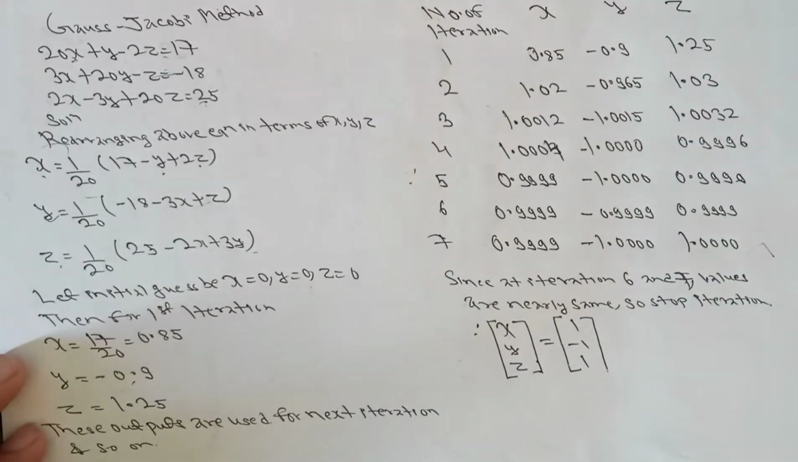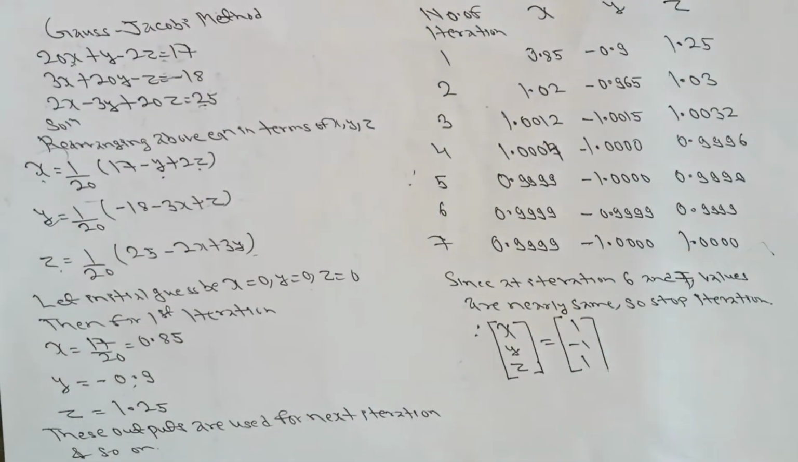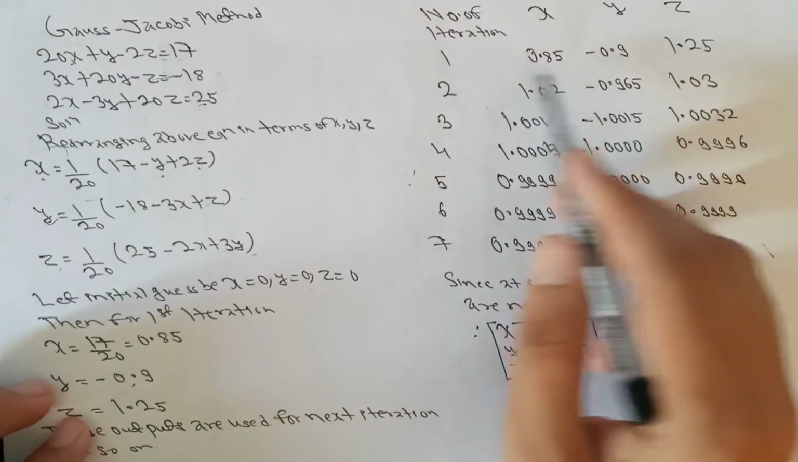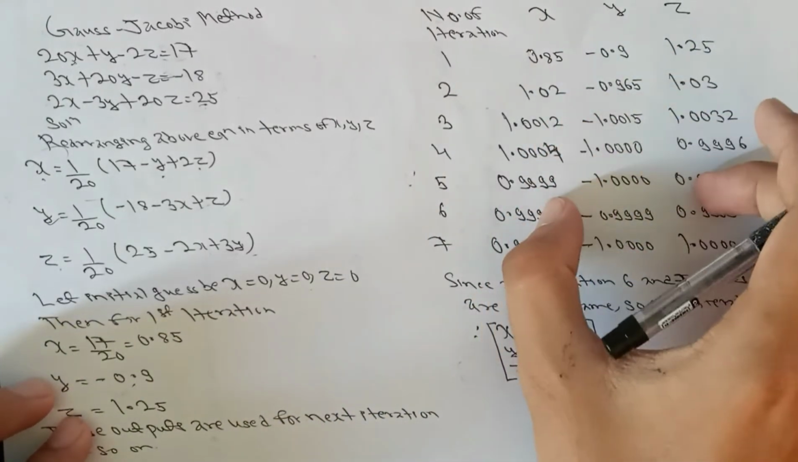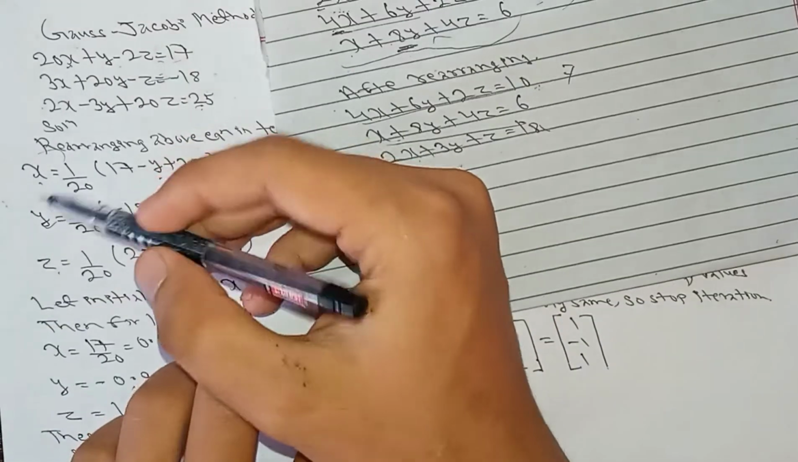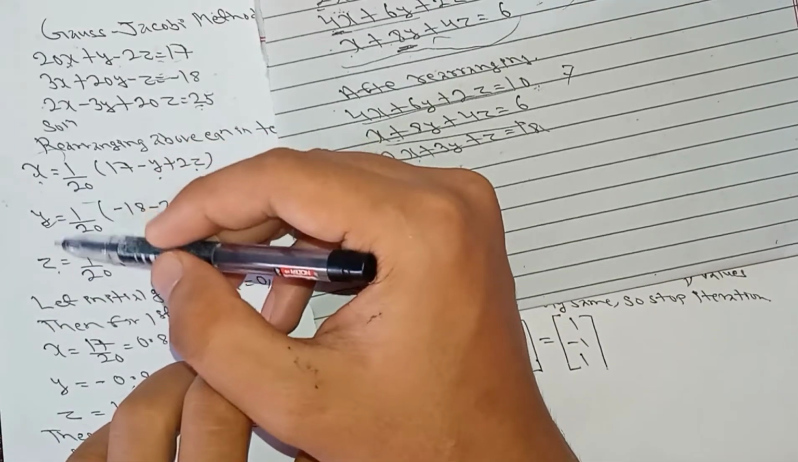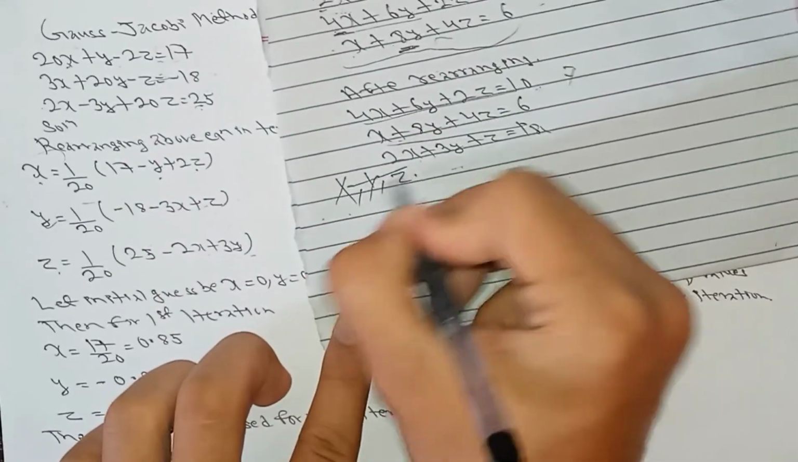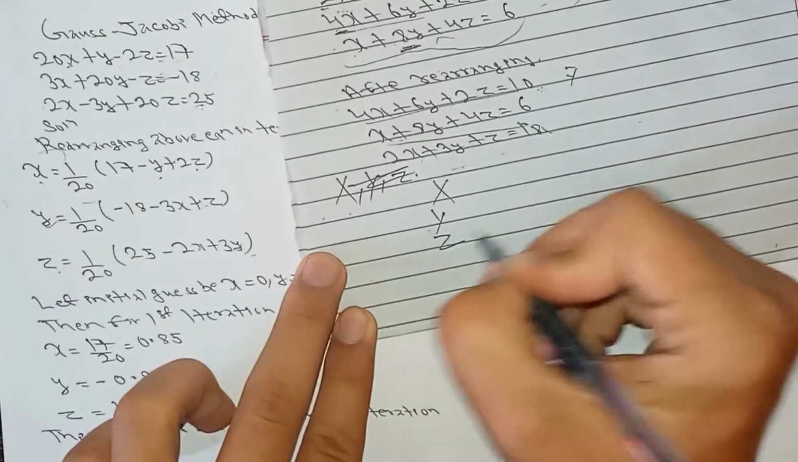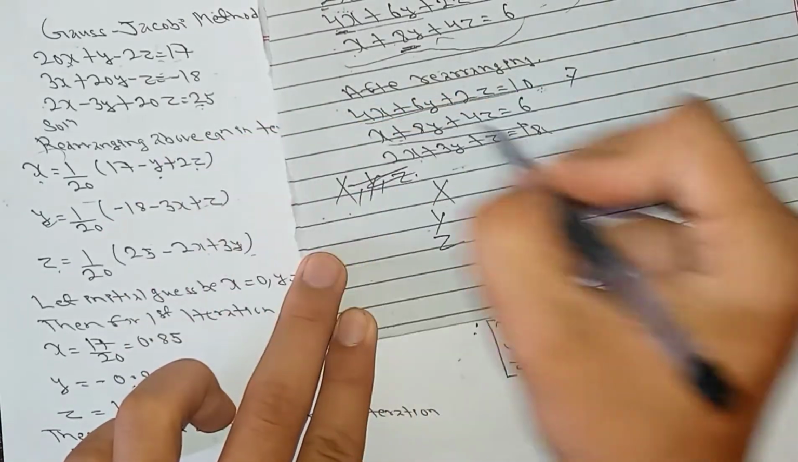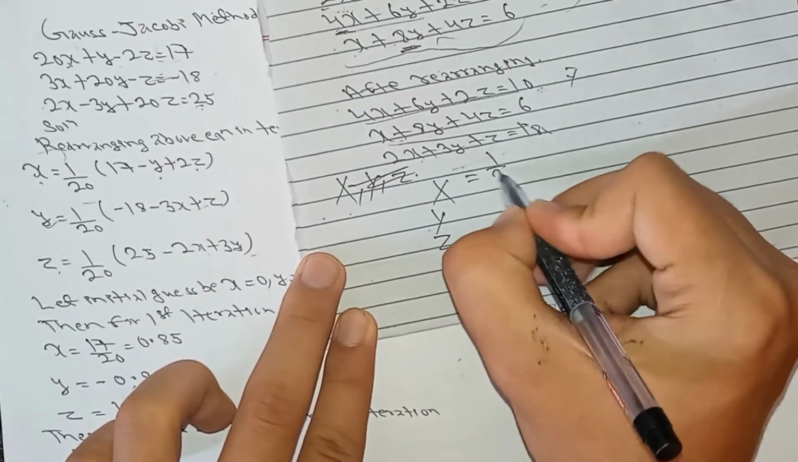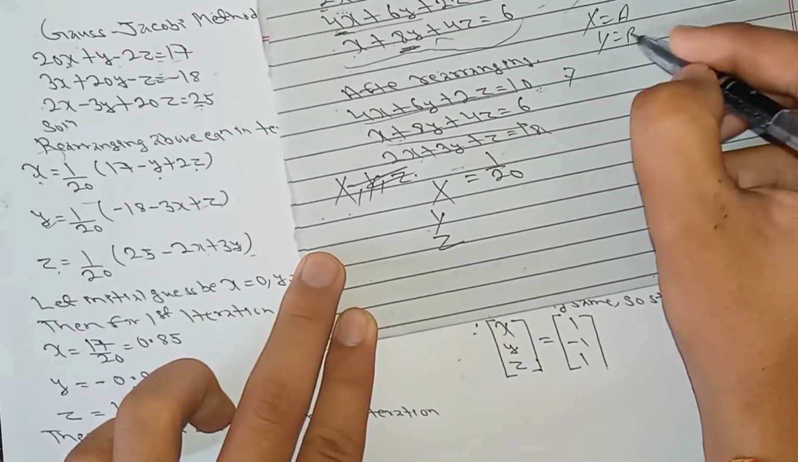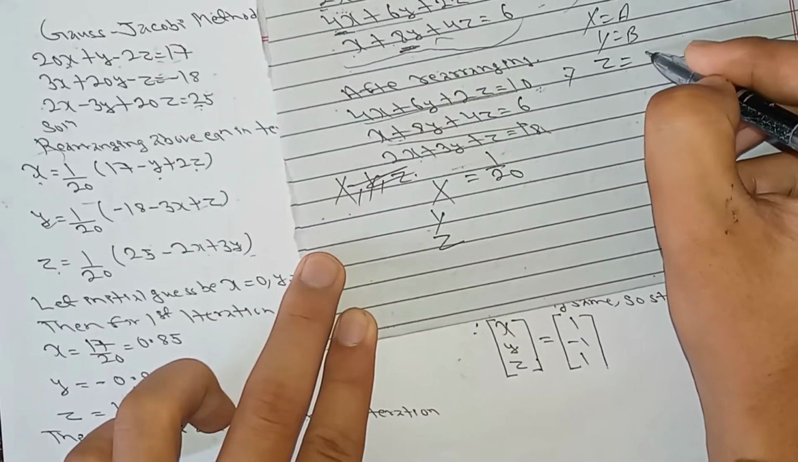So we make this table for the iterations: x, y, z and the number of iterations. We can find these values directly using a calculator. On the left-hand side, write x, y, and z in the calculator, and on the right-hand side, 1 by 20. Suppose x is equal to a, y is equal to b, and z is equal to c.